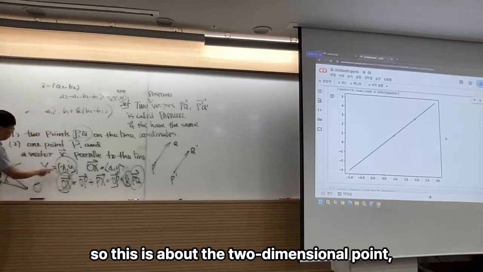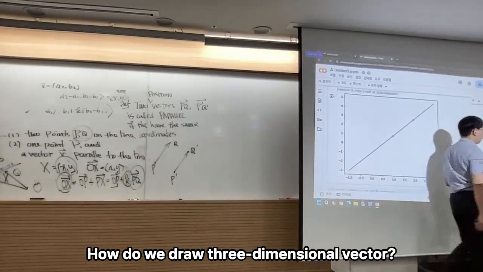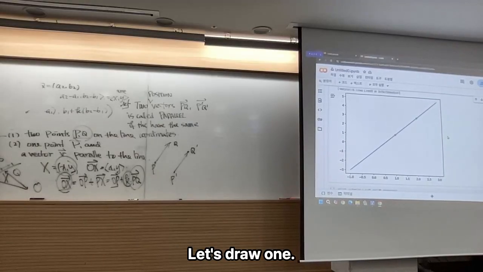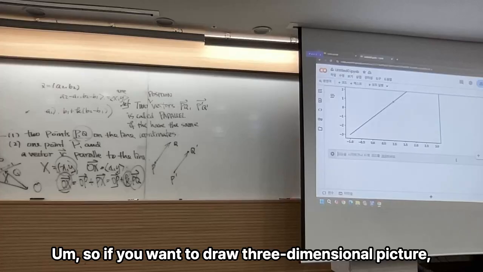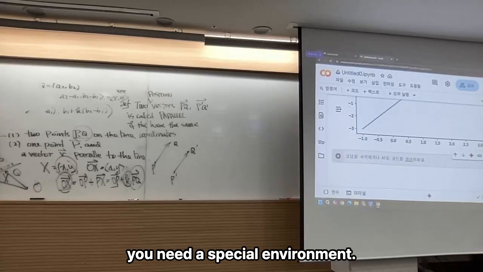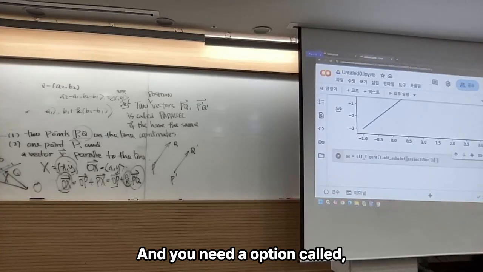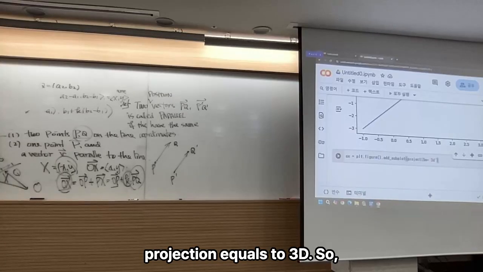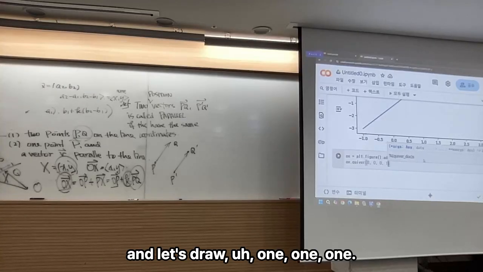Oh, by the way, so this is about the two-dimensional point, two-dimensional vector. How do we draw a three-dimensional vector? Let's draw one. So if you want to draw a three-dimensional picture, you need a special environment. So in the figure, and add subplot, and you need an option called projection equals to 3D. So an axis also has the same function called quiver, and let's draw 1, 1, 1.